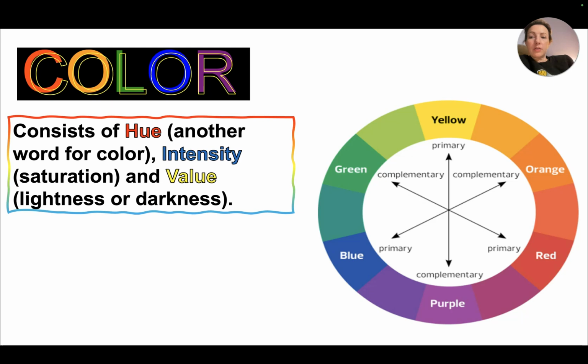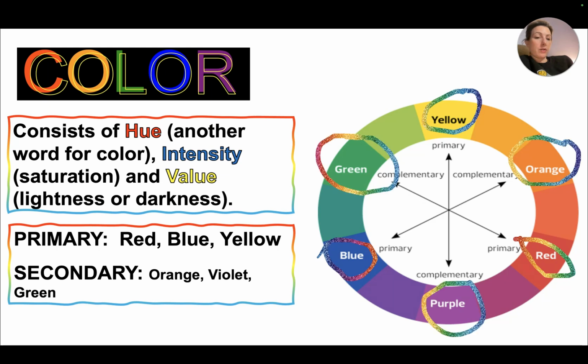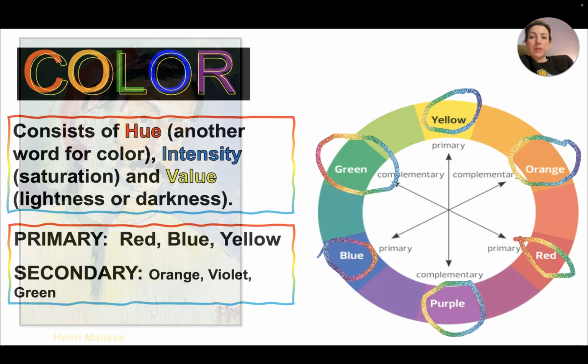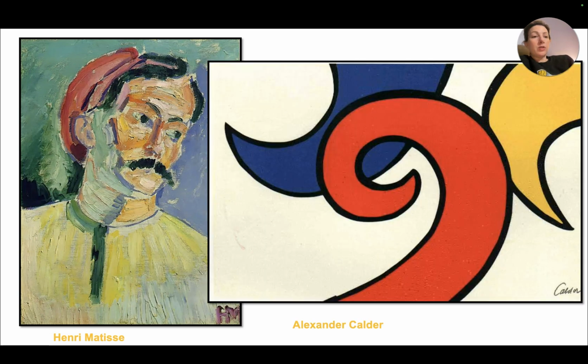So next is color. So color consists of hue, intensity, and value. Our primary colors are yellow, blue, and red. So we use these to create the secondary colors, which are orange, violet, and green. So artists can use color in a lot of different ways, but you can use it to create an emotion, to create emphasis. You can also use specific colors to create a color scheme in your work. So this work by Alexander Calder uses primary colors, red, blue, and yellow. So we would say that this has a primary color scheme.